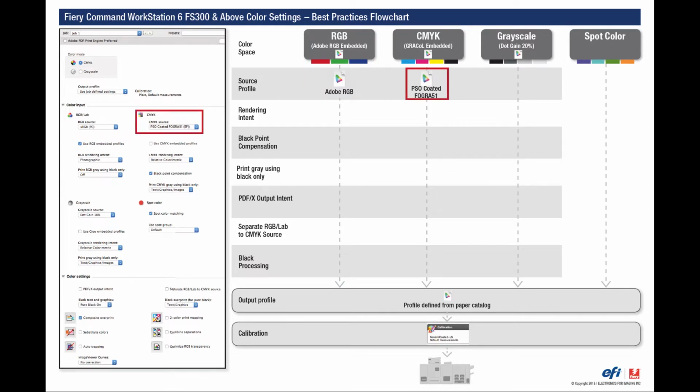For CMYK, this works the same way. I pick a specific default profile here, like PSO Coated, and that will be assigned to all my CMYK data. So the next thing we can set is use CMYK embedded profiles. This will cause the embedded profile, such as the grayscale profile that you see embedded in this CMYK, to be used. In general, we recommend that the use embedded CMYK profiles be left off for best practices.